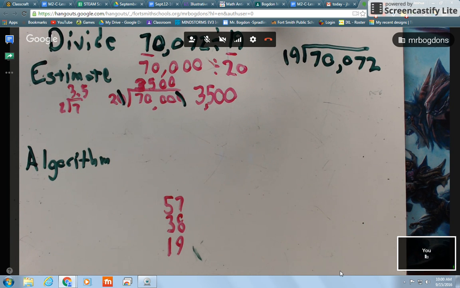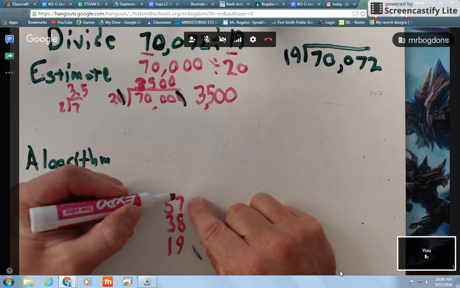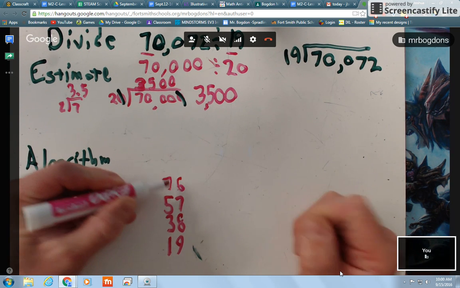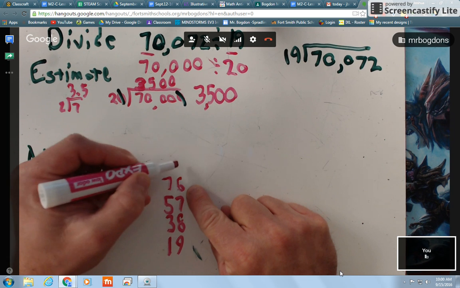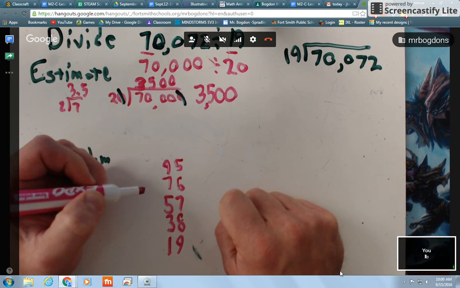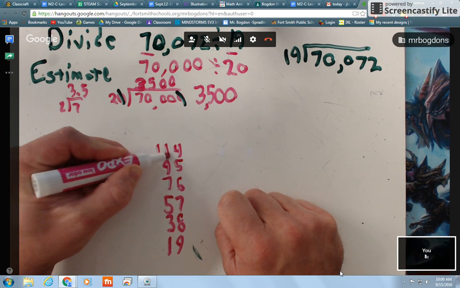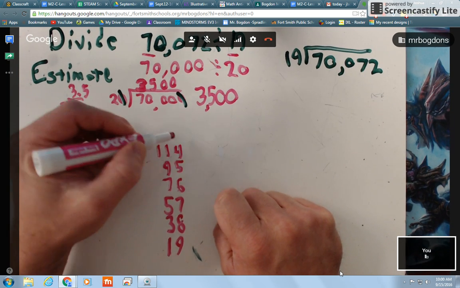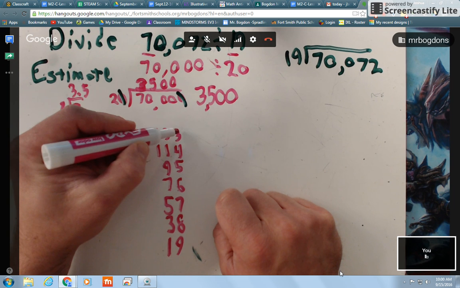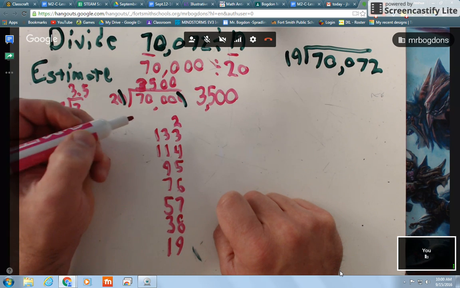So using knowledge of this pattern, look at my ones place. I know it needs to go down by 1. So what's 7 minus 1? What is 5 plus 2? What is 6 minus 1? What is 7 plus 2? What is 5 minus 1? What is 9 plus 2? What is 4 minus 1? What is 11 plus 2? What is 3 minus 1? What is 13 plus 2?